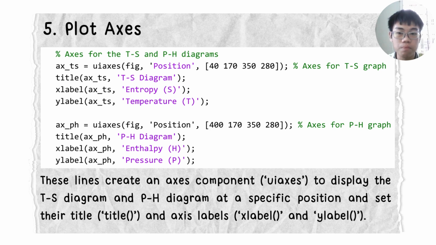After that is the plot axes. The code shown here will create the axes for the TS diagram and also the PH diagram. The axTS in this code means the axes for the TS diagram, and axPH means the axes for the PH diagram. The code will create the axes components by using UI axes to display the TS diagram and also the PH diagram at a specific position, set their titles by using the code title, and also set their axes labels by using xlabel and also ylabel.